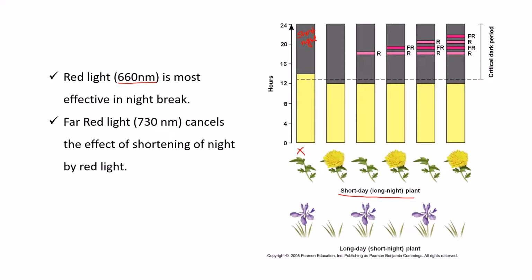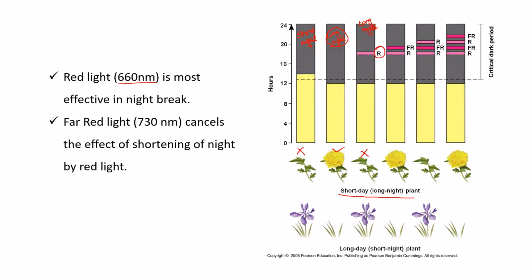Next, here it is a long night. A short day plant needs a long night. Short day plant means it needs a long night for flowering. Here it is a long night, that's why you can see flowering here. And here it is a long night only, but you can't see flowering here. Why? Because here there is a night break by red light. That's why there is no flowering.